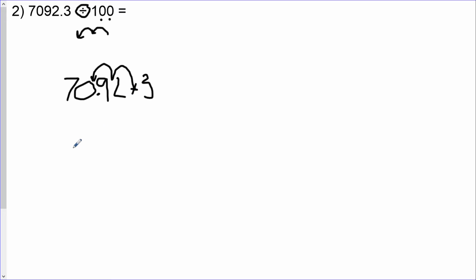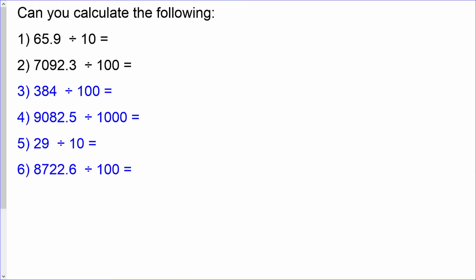Now, to avoid those silly mistakes that we sometimes make, it is really important that we rewrite our answer underneath our working out. And again, the final step is to write our answer in the correct place on the question. And now we can see that 7,092.3 divided by 100 is equal to 70.923.